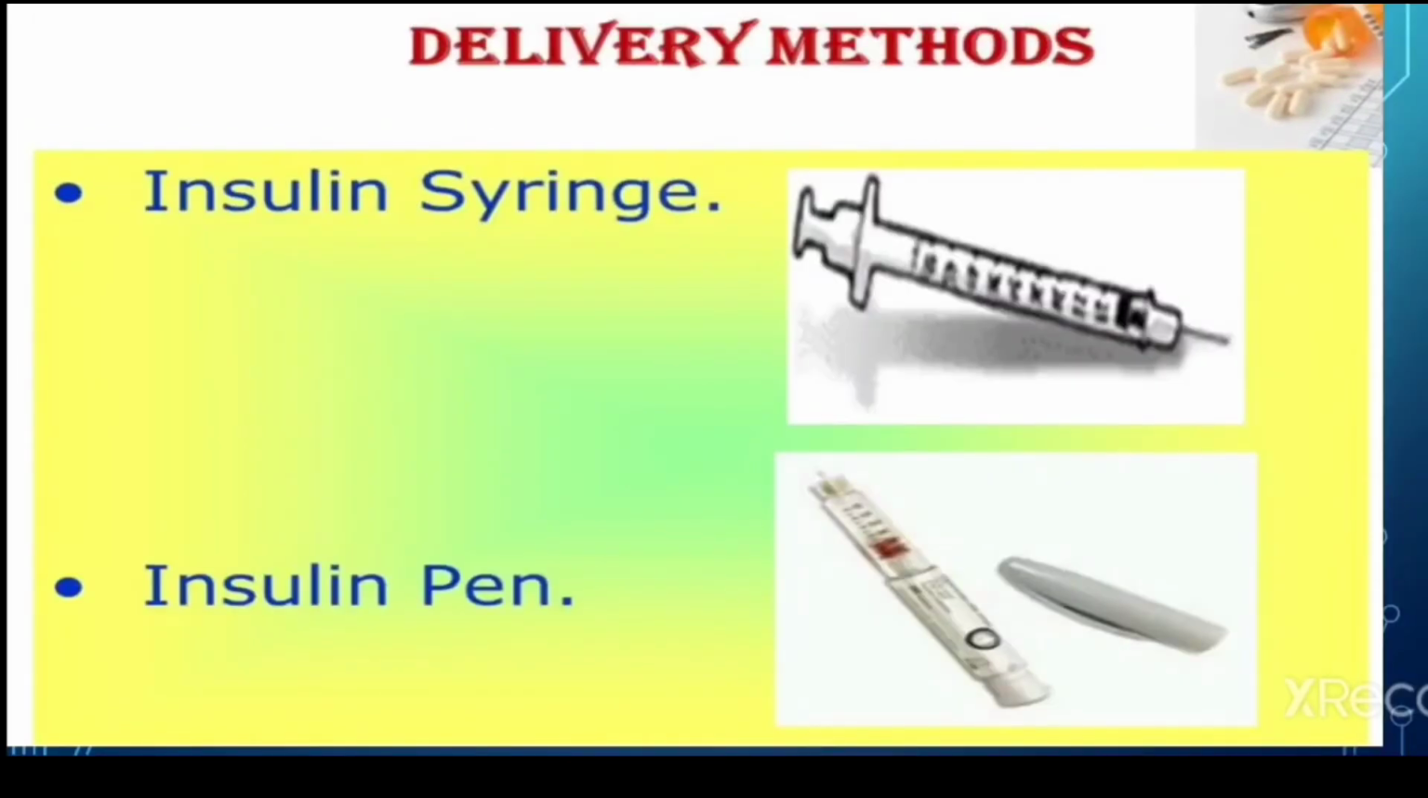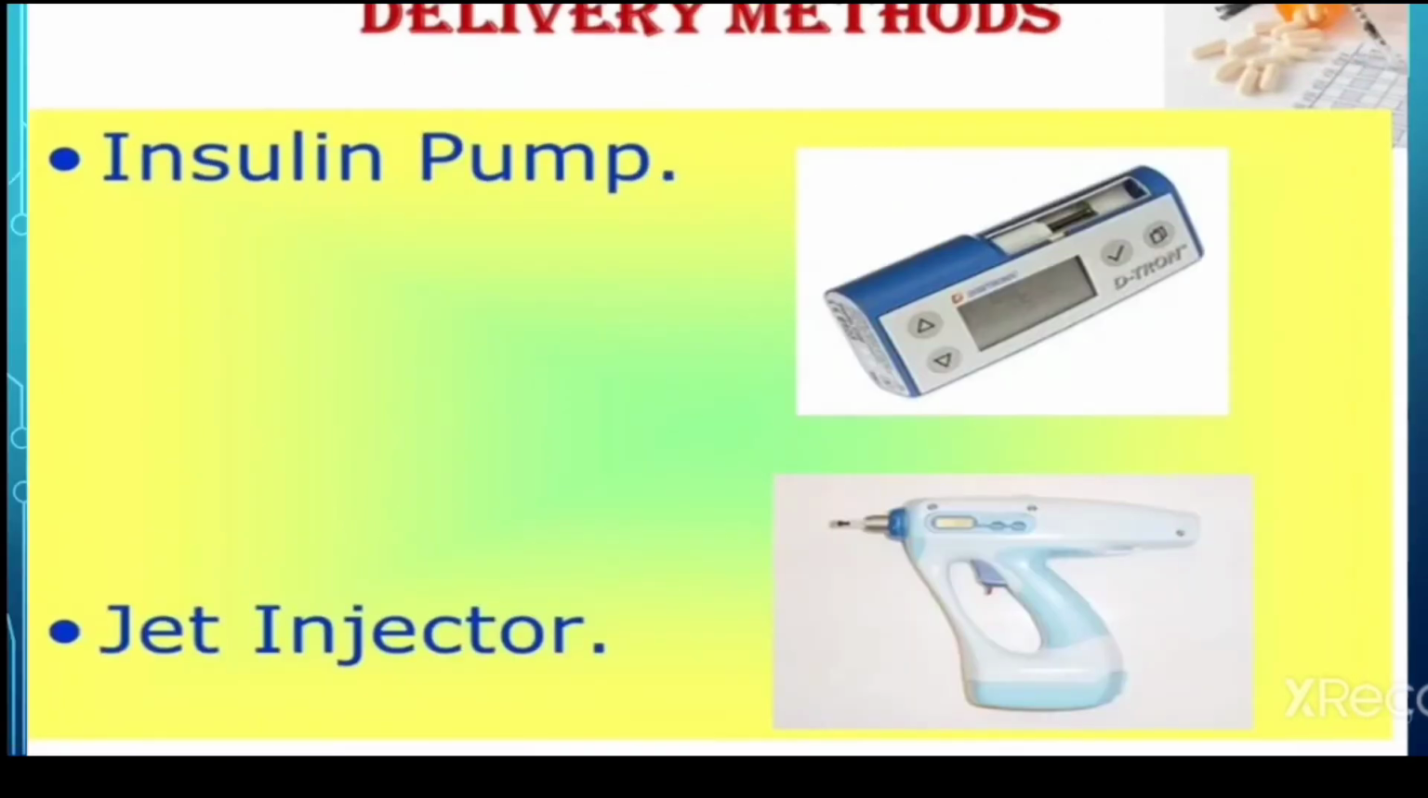Delivery methods are the insulin syringe and the insulin pen. These are the two main methods. Other methods are the insulin pump and the jet injector.